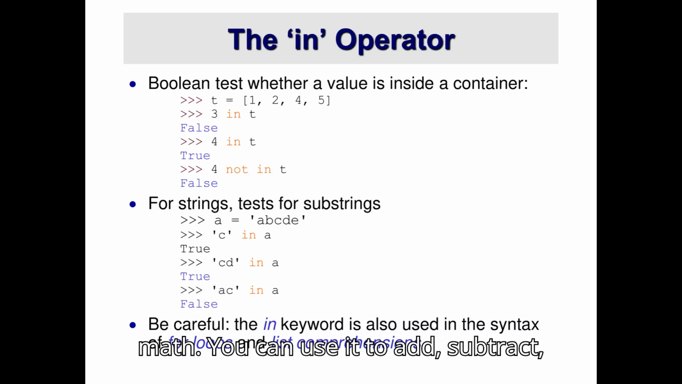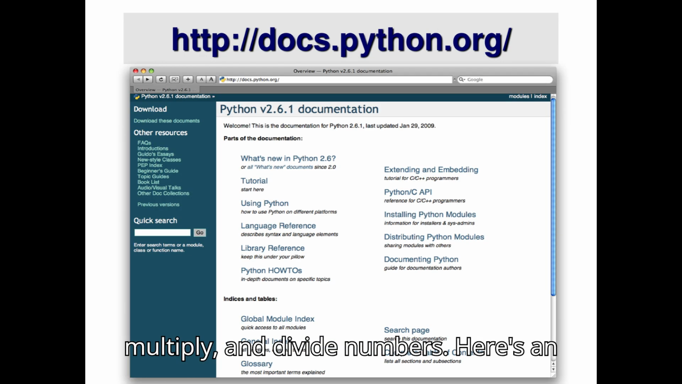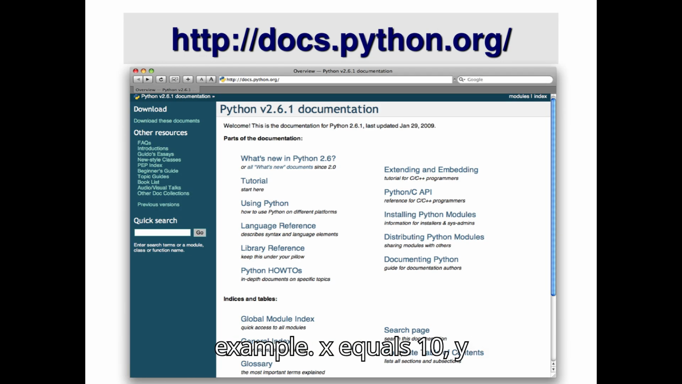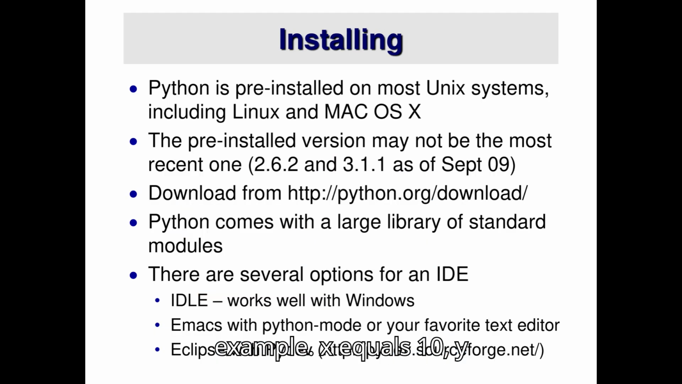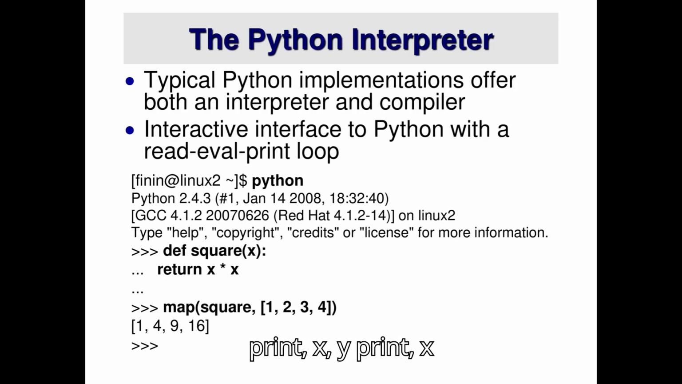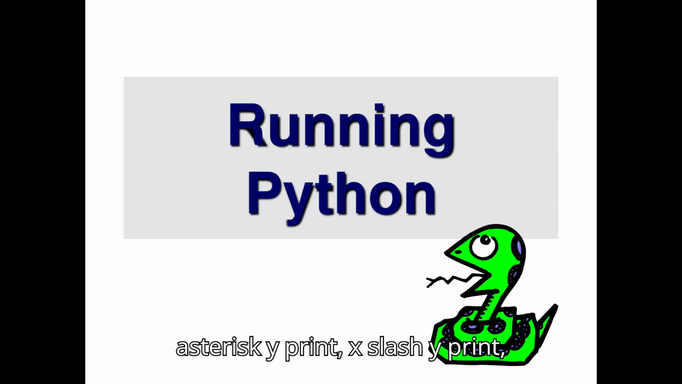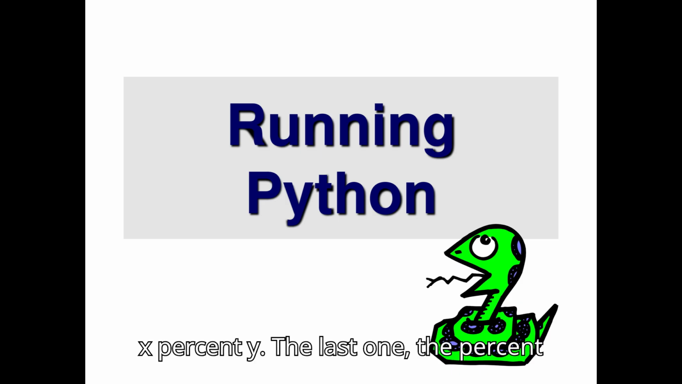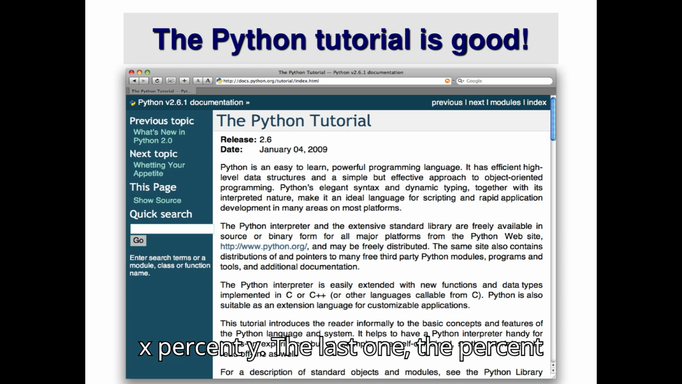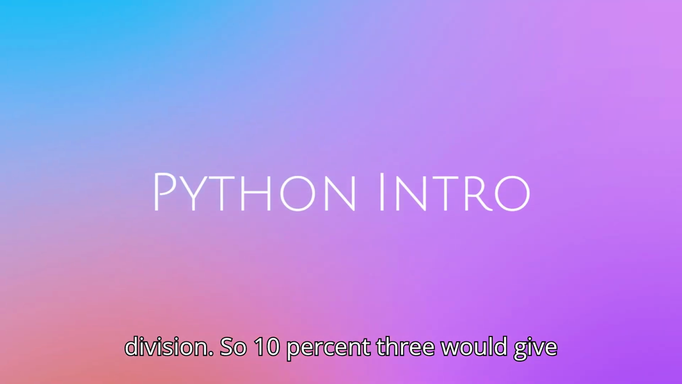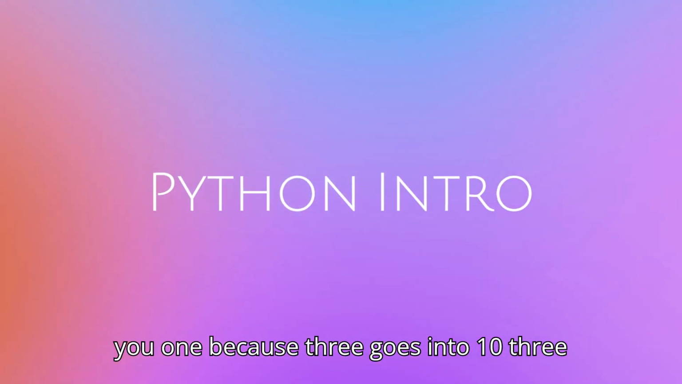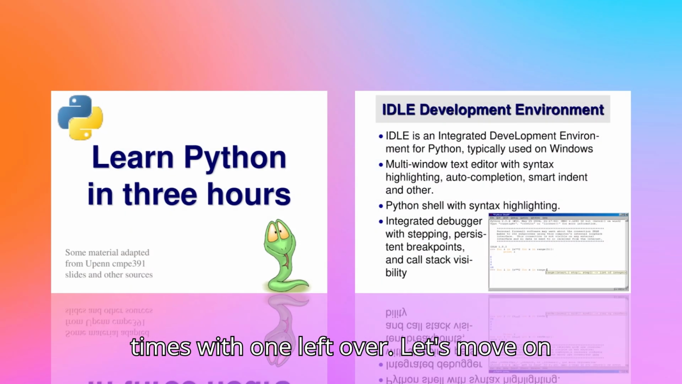Python can also do math. You can use it to add, subtract, multiply, and divide numbers. Here's an example. x = 10, y = 3. print(x + y), print(x - y), print(x * y), print(x / y), print(x % y). The last one, the percent sign, gives you the remainder of a division. So 10 % 3 would give you 1 because 3 goes into 10 3 times with 1 left over.